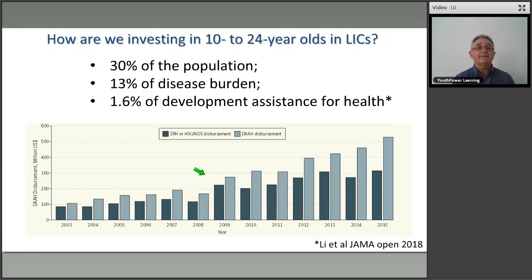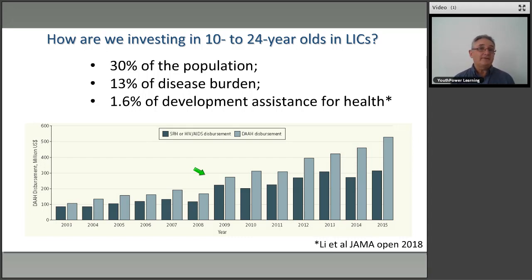If we look at where that investment has been in adolescent health, 70% of it has been around sexual and reproductive health and HIV. What that means is that other very significant adolescent health problems, such as undernutrition, mental health, injury, violence, these are not getting much in the way of investment at all for adolescents in low-income countries.